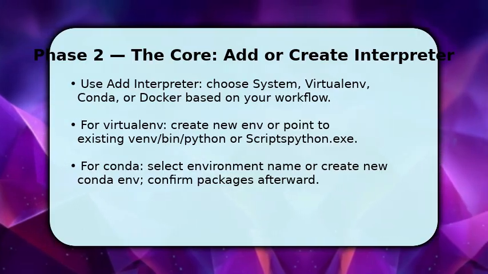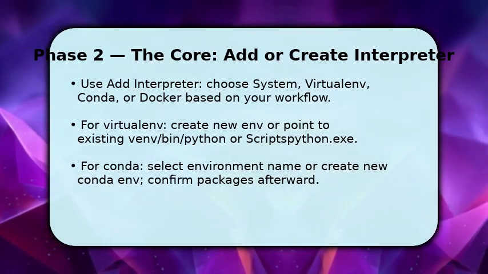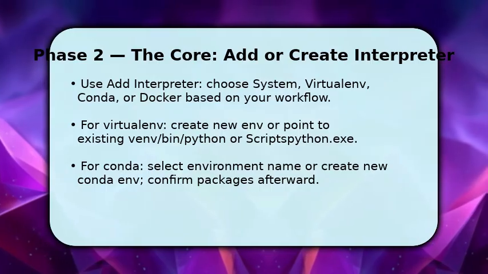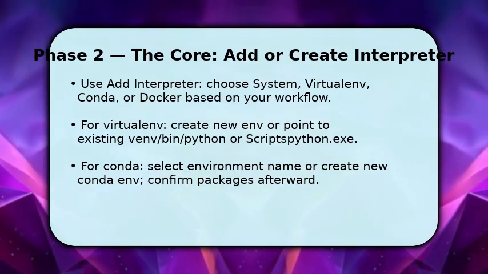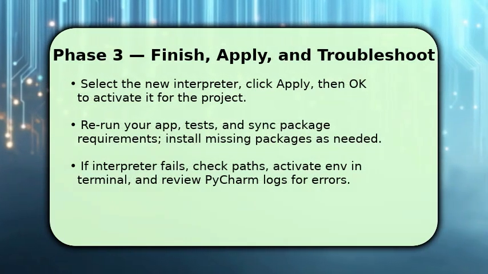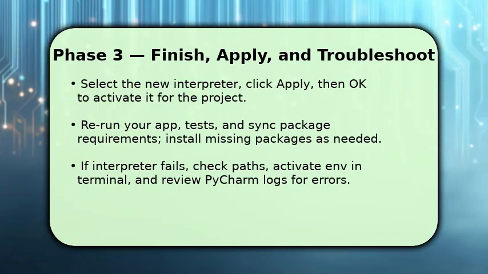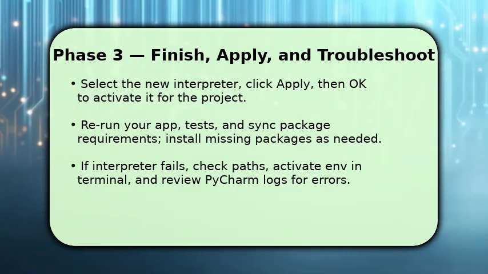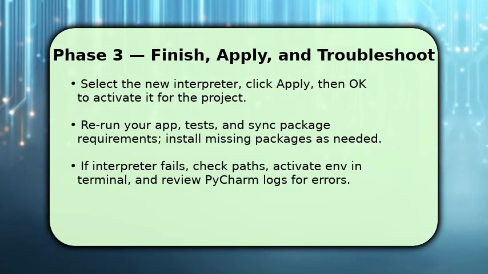Make sure to set the interpreter for the current project, so your run configurations and linters use the correct Python. You finish by selecting the interpreter, clicking Apply, then OK. This activates it for your project. Once done, run your app and tests to confirm behavior.